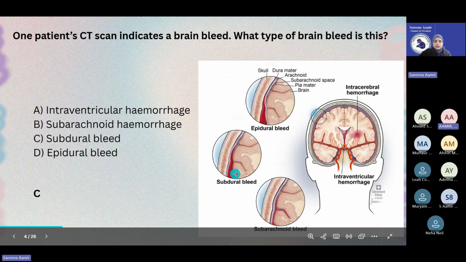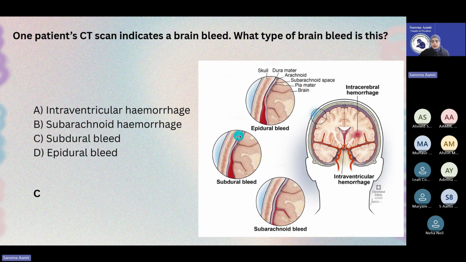But the actual answer here is subdural bleed. So why is it subdural bleed? Because this purple lining, I'm not sure if you can see, but this purple lining is the dura mater, and then inside the space, where the blood is filled, it's the arachnoid space.